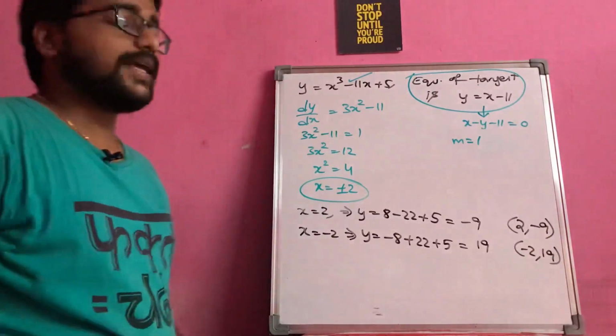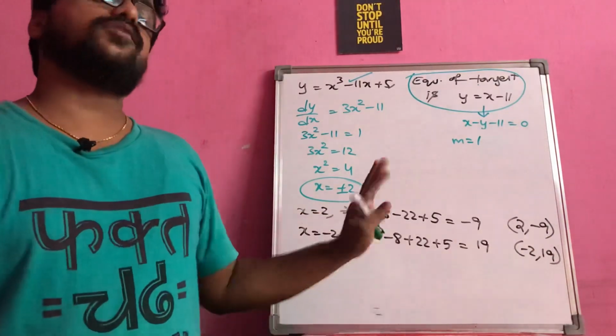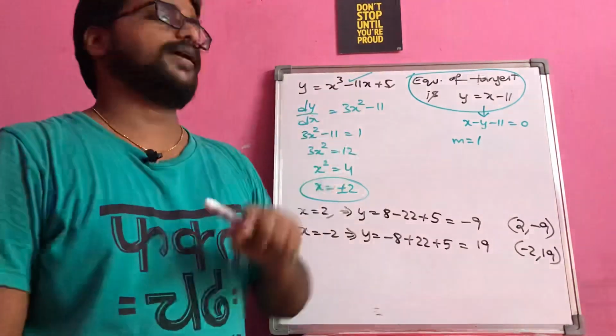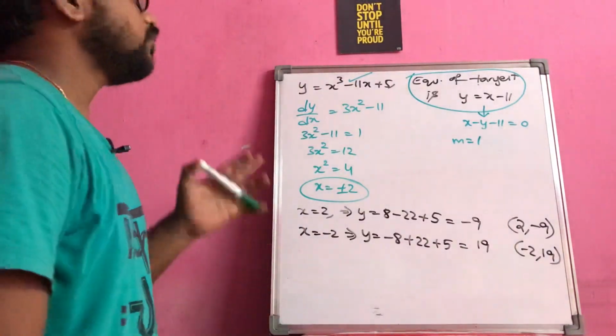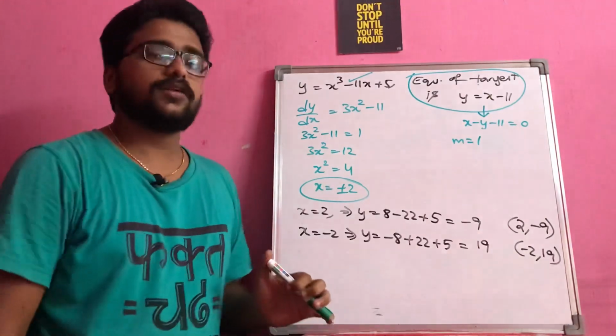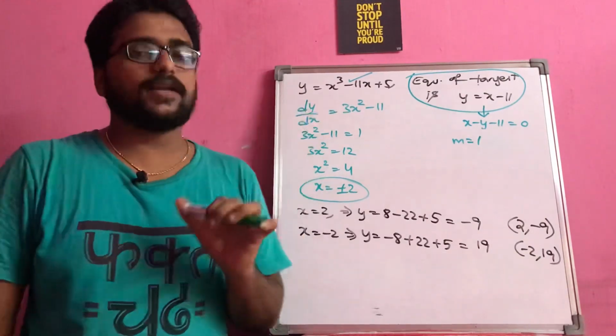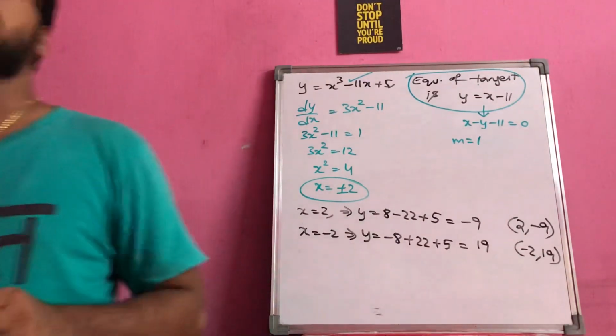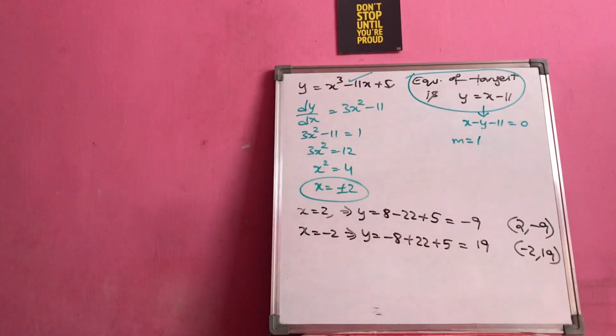So that means at these particular points, if you are trying to find the tangent, it will be equal to y is equal to x minus 11. Okay. So this is how you have to find the equation of a tangent when they have given you the points, I mean how to find the points when they have given you the equation of tangent is so and so.